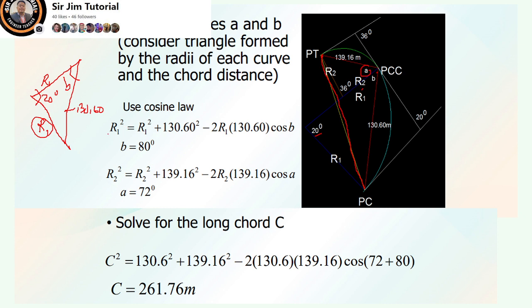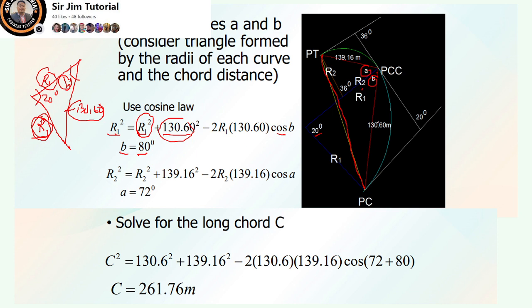If we are going to calculate B, we can use the law of cosine. So we have here R1 squared for this one, and this side is also R1 squared, and then this side, which is 130.6 squared, and then using the formula, minus 2 R1 and 130.6, and then cosine of this angle opposite to this, which we wanted to get. Using your calculator, you can compute the value of B. B becomes 80 degrees. Now, that is B.